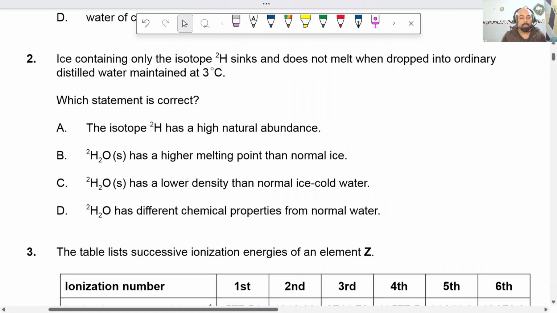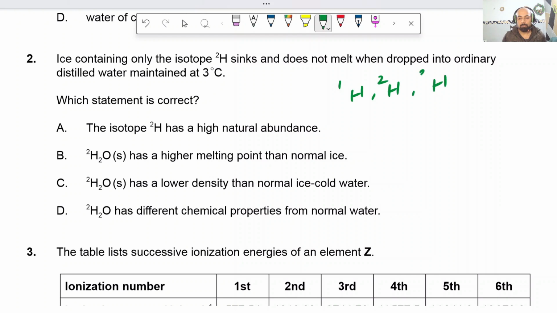Question number 2. Ice containing only the isotope H2 sinks and does not melt when dropped into ordinary distilled water maintained at 3 degrees Celsius. Which statement is true? Before we look at the options, you need to understand that hydrogen contains 3 isotopes: H1, H2, and H3, right? The most stable of these isotopes is H1, which we see in our daily life. So H2 sinks, and usually it does not melt when dropped into ordinary distilled water at 3 degrees Celsius. Now let's look at the options.